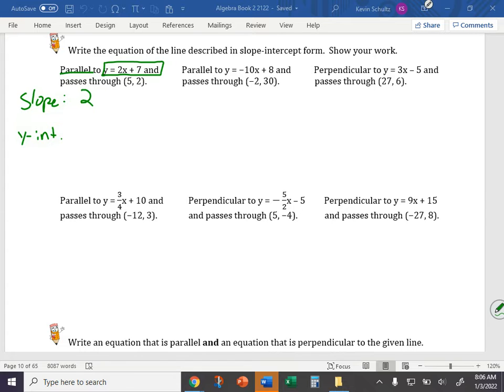How do we get the y-intercept now? Wait, I heard a wait. Is there someone with a question? You're good? You sure? Okay.